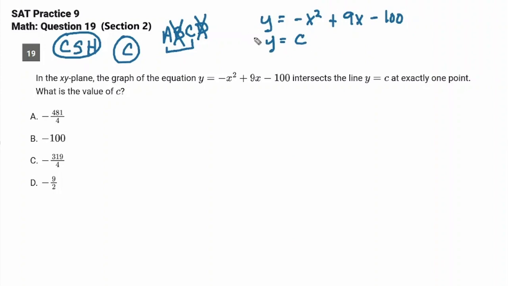You can skip this step, but think about it. If y is this thing and y is this thing, what are these two things? They're the same. So you should start by saying c equals negative x squared plus 9x minus 100.